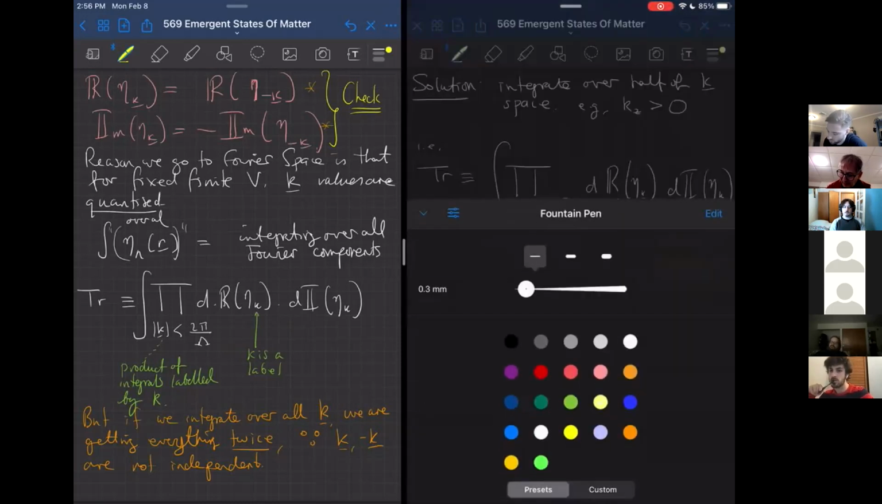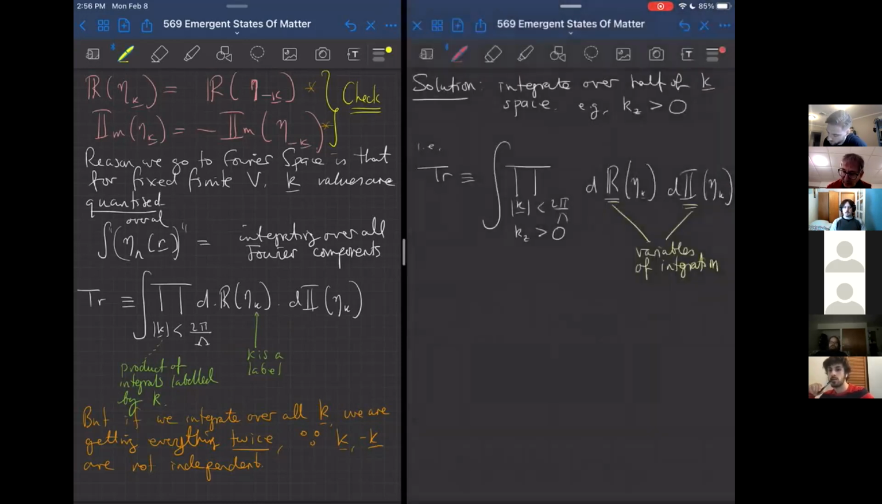And how many of them are there? Well, they are just labeled by the k values. So we might sometimes write this as the trace being the integral d eta of k, and this is called a functional integral.